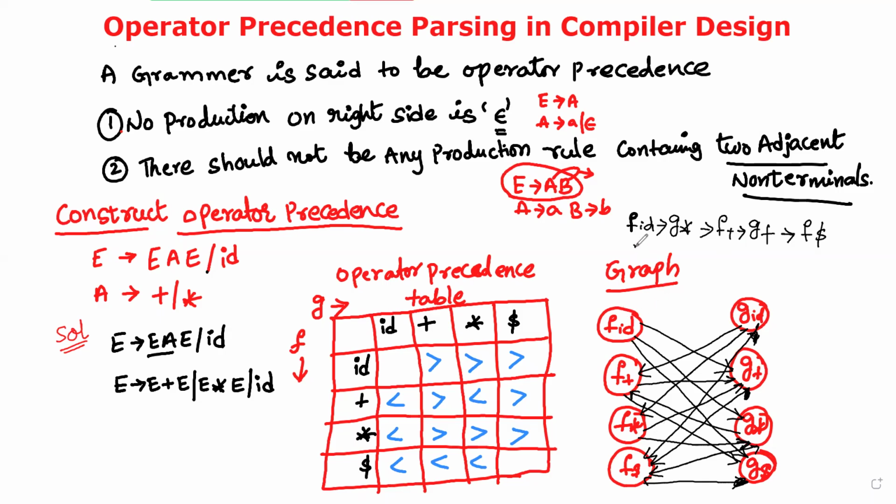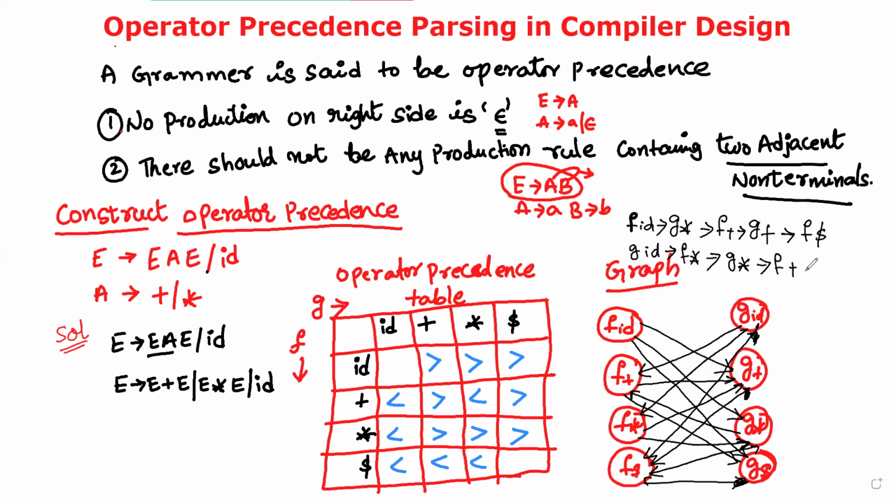Now I am going to construct g of id to g dollar. Okay. So from f of id, g of id to f dollar, g of id to this value, I can go to f star. Yes, I can go to f star. Then after f star, you can observe I can go to g plus, or else I can also go to g star also. Let us take g star. Then after g star, I can go to f plus.